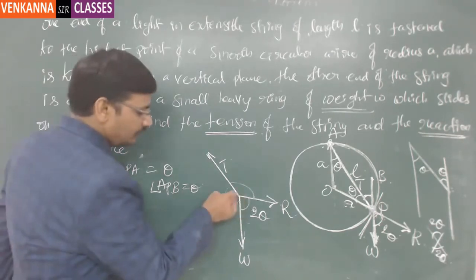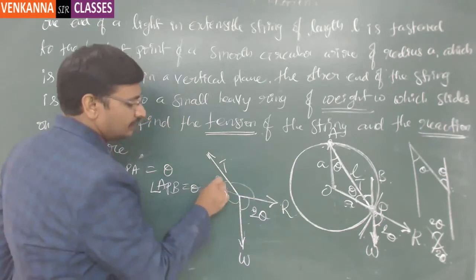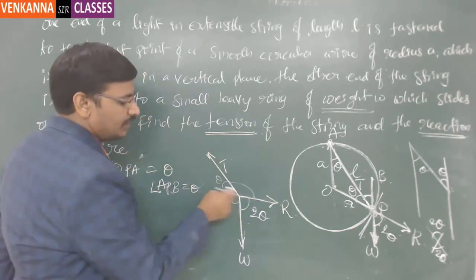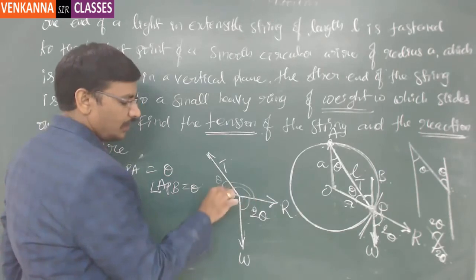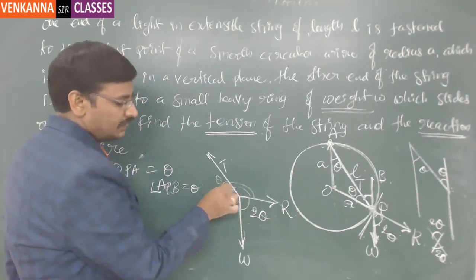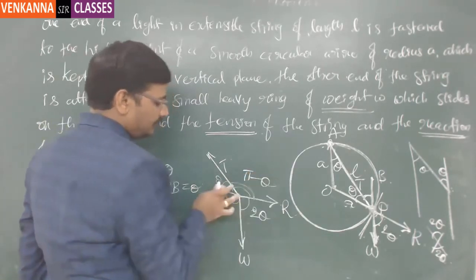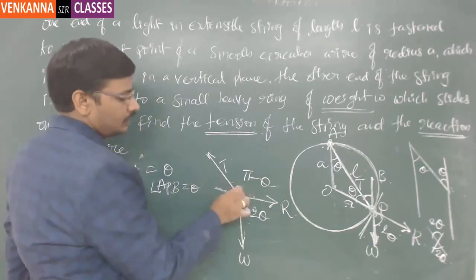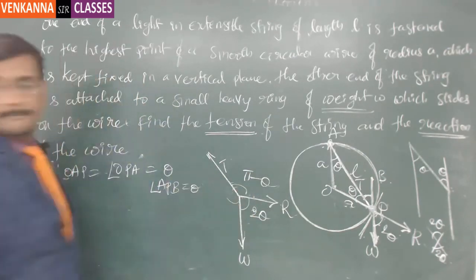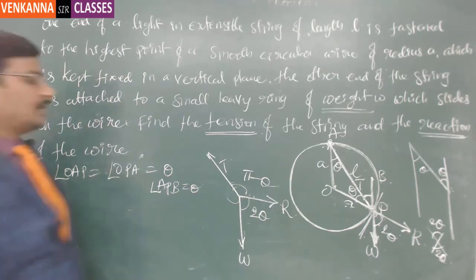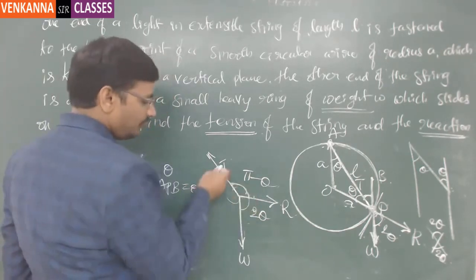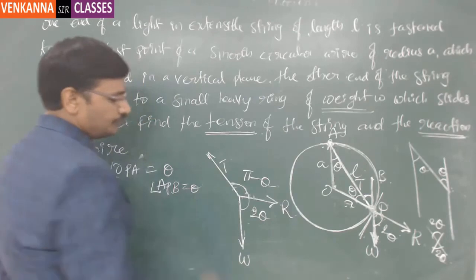So this is actually, if we extend, this is making an angle of theta. Obviously, one straight line will make an angle of 180 degrees. If it is 180 degrees and theta is less, then obviously this will be pi minus theta, right? Yes or no? Now actually, what is the angle between T and W?